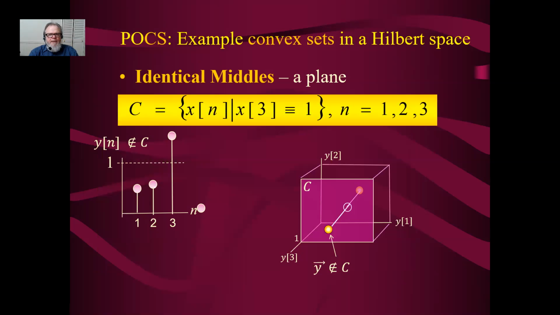What about identical middles? Here's an example of the set of signals, and remember we wanted to set the third element here always equal to 1. Well, here's an example where the third element in the signal is not equal to 1. How do we project onto the convex set? I think now you can probably guess that we project onto the convex set by requiring that the third element equal 1. I mean, it's obvious, kind of intuitive, isn't it?